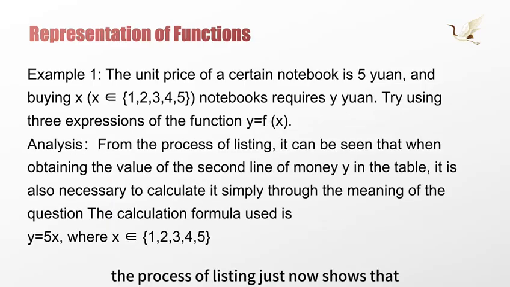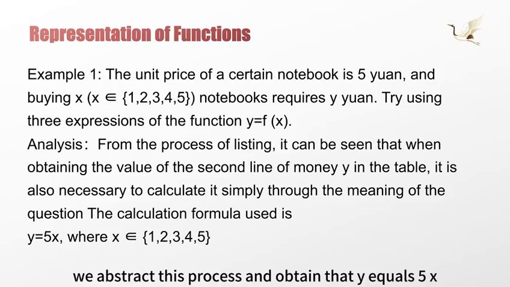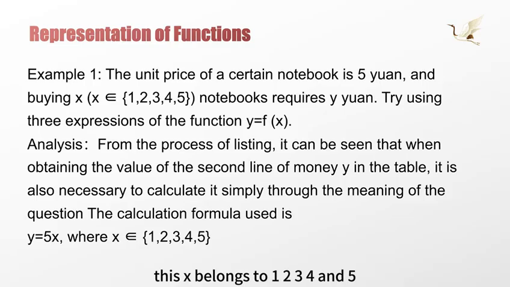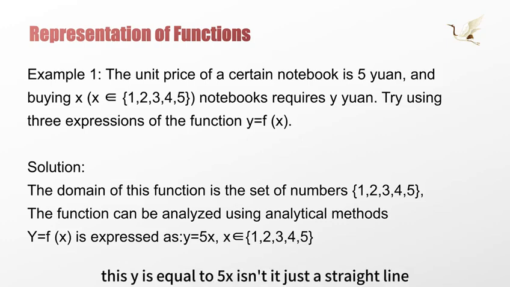The process of making the table just now shows that when we obtain the value of y in the second row of the table, we need to use simple calculations. We abstract this process and obtain that y equals 5x, where x belongs to 1, 2, 3, 4, and 5. This is what we call the analytic method. This y equals 5x. Isn't it just a straight line?